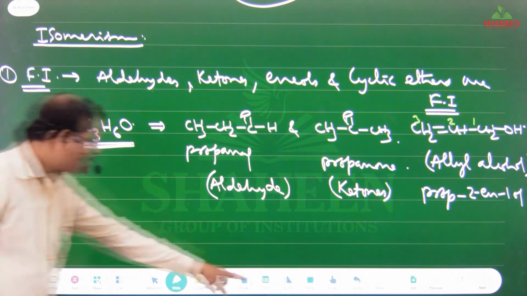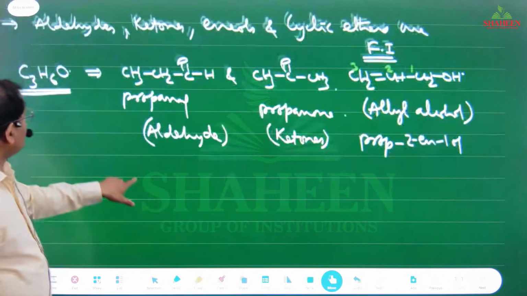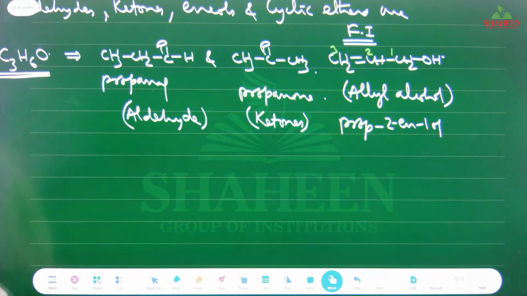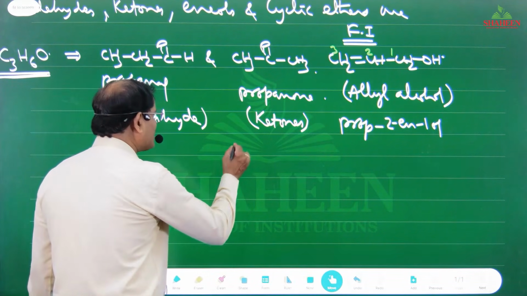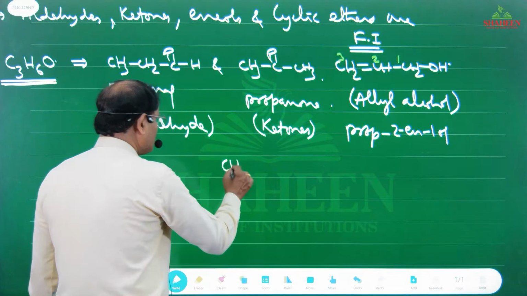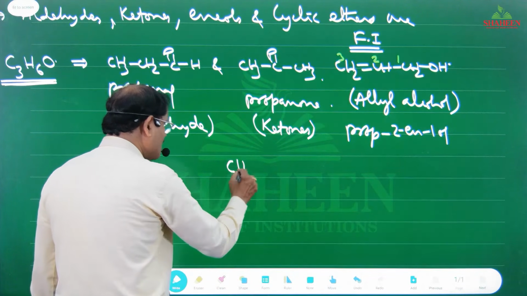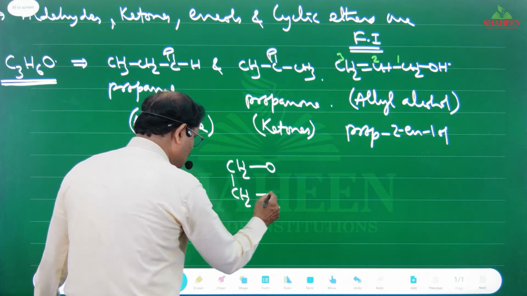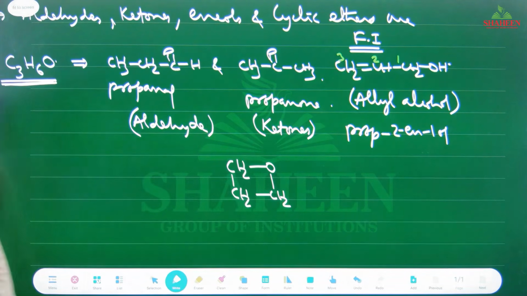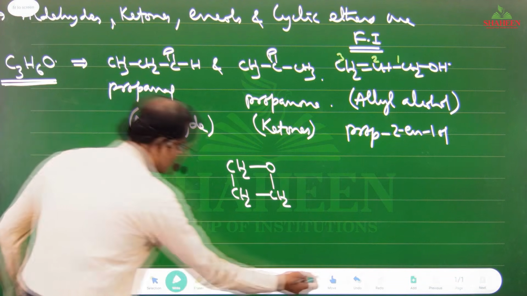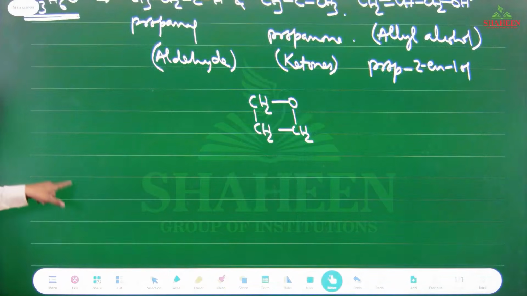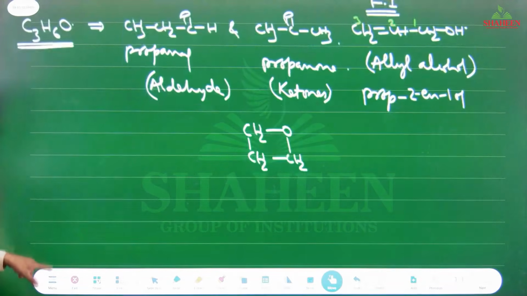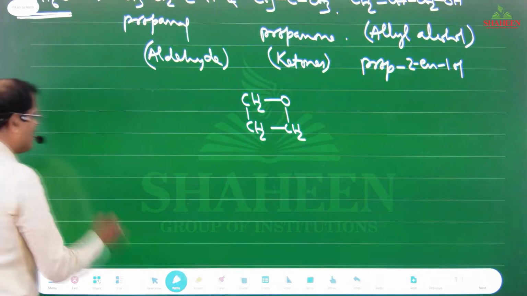For all of these, the molecular formula is the same, C3H6O, but their properties are different. They are different compounds. And similarly, we can also write a cyclic ether, CH2 CH2 O. You know, a cyclic ether is also possible. That is why all of these are represented by the same molecular formula, but they are different compounds. Because of that, they are isomers, functional isomers, differing by functional group. And metamerism.